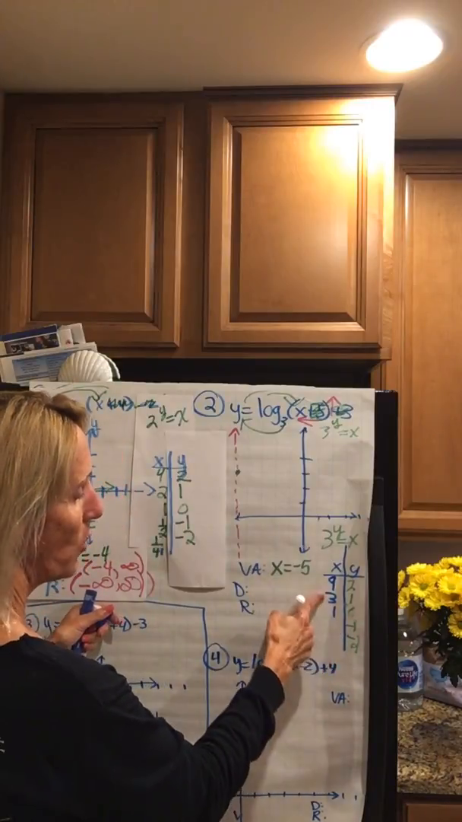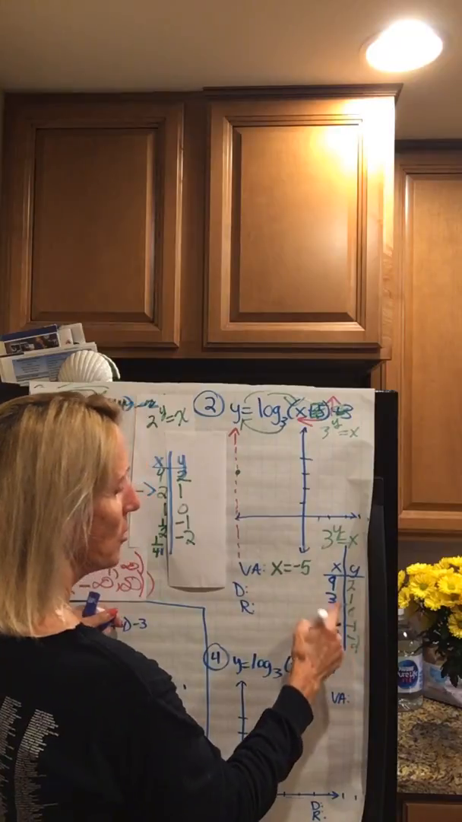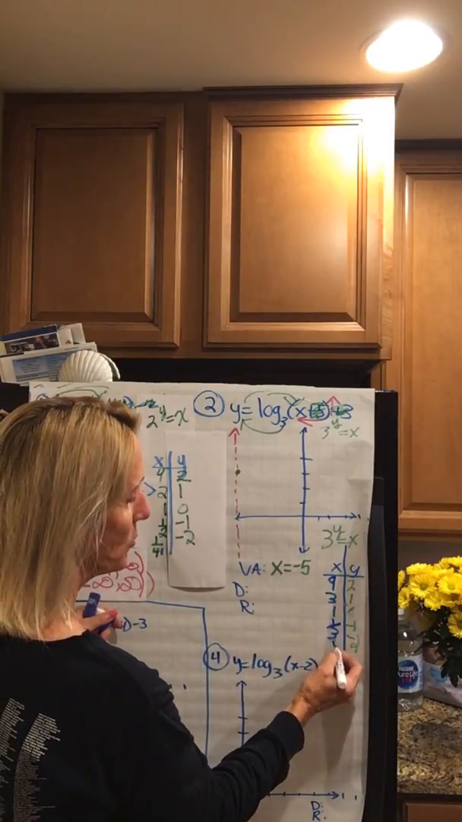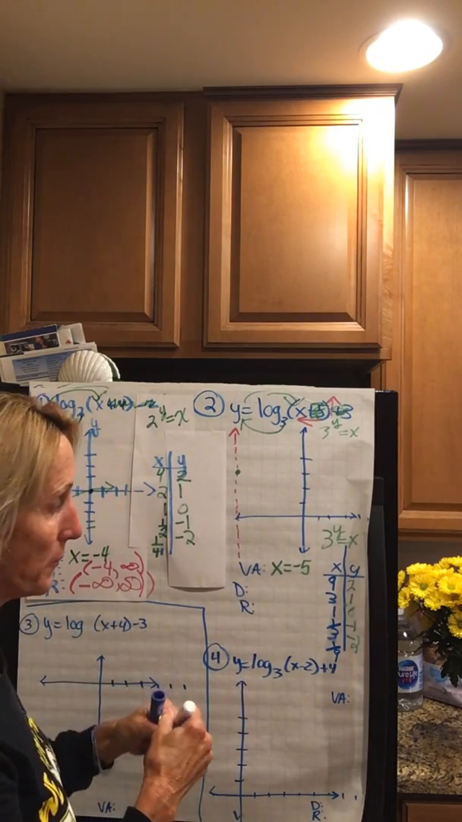3 to the -1, take the reciprocal of this one and get 1/3. 3 to the -2, take the reciprocal of this one and get 1/9. So let's graph that one.